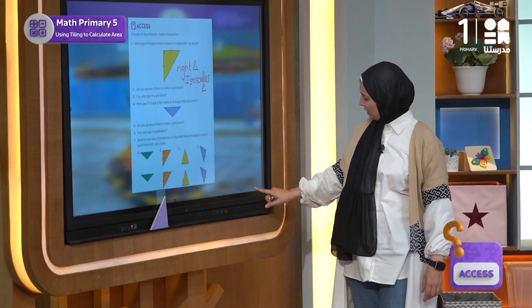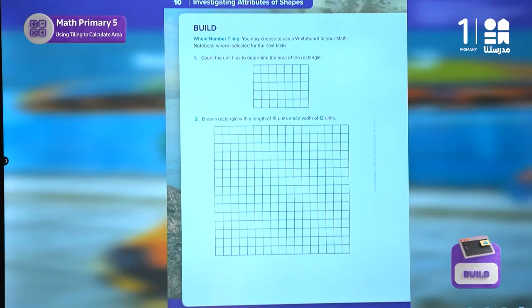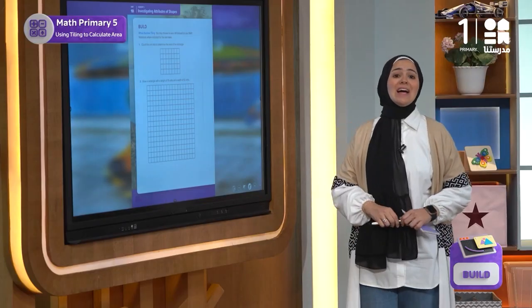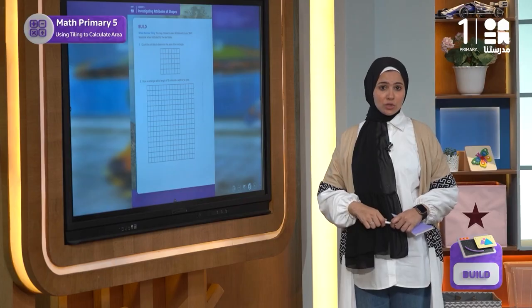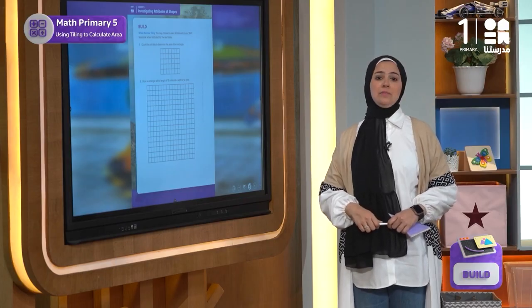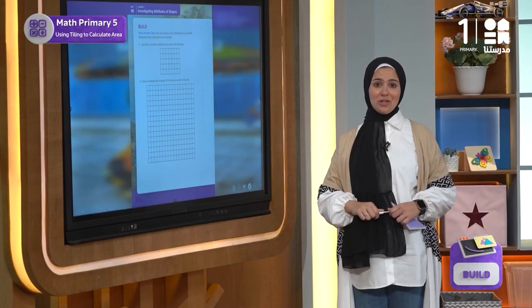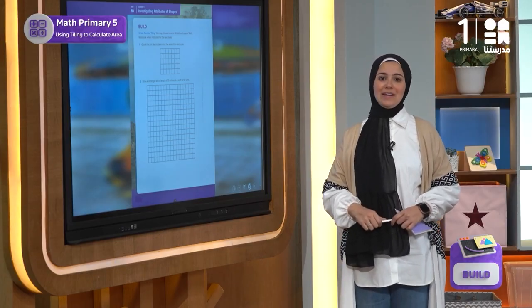Let's check the next activity. So this is the next activity over here. It's called whole number tiling. Now in problem 1, we are asked to count the unit tiles to determine the area of the rectangle. I will give you time to count the unit tiles, and we will continue our discussion when we get back.